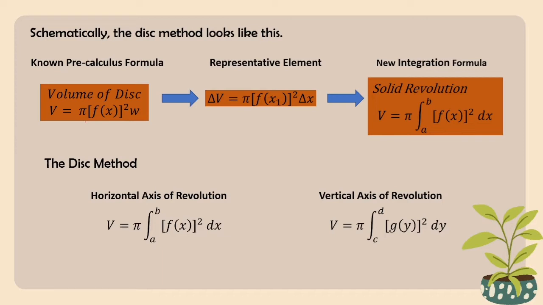If the axis of revolution is horizontal, then we have this formula: pi integral from a to b f of x squared dx when it is rotated about the x-axis. Now, if it is rotated about the y-axis, or the vertical axis of revolution, we have this formula: pi integral from c to d g of y squared dy.